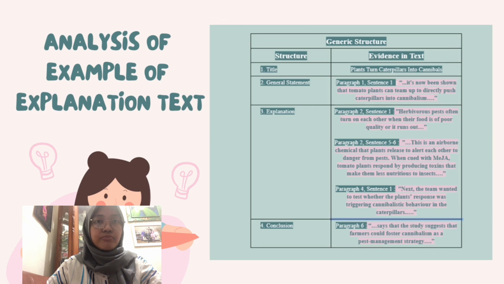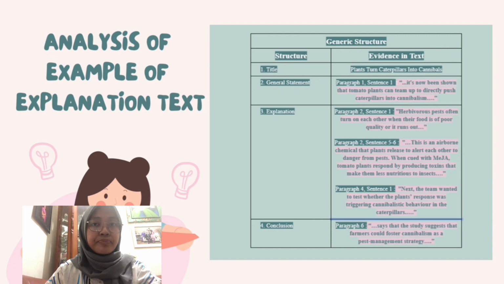Next, the analysis of Plants Turn Caterpillars into Cannibals. As we know, in explanation text we have four generic structures that include title, general statement, explanation, and conclusion. So the first structure is the title, and the title of the explanation text is Plants Turn Caterpillars into Cannibals. The second one is the general statement. In the general statement, you will have a brief introduction of the subject that will be discussed. In this case, you can find the evidence in paragraph 1, sentence 1, that the text will discuss plants that could possibly turn caterpillars into cannibals.